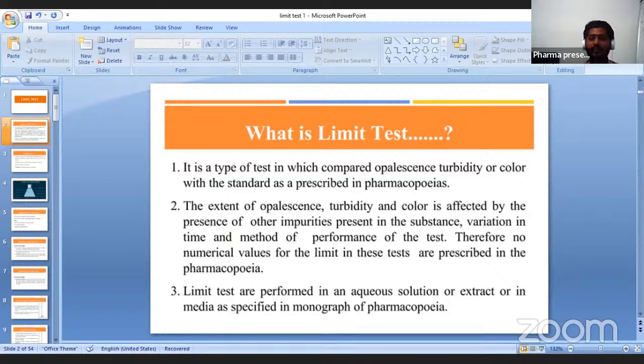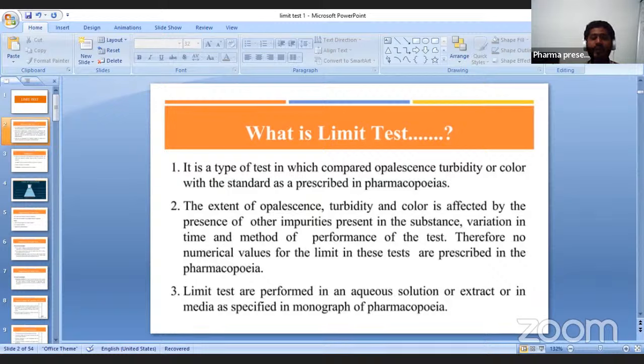Coming to next is the limit test for iron. In the limit test of iron, we will be taking a standard amount of test sample. Here, the iron standard will be taken according to pharmaceutical standards, and we will make up the volume to 40 ml with water. After that, we need to add 2 ml of 20% citric acid weight by volume, and 2 drops of thioglycolic acid. This is very important: first citric acid is added, then the thioglycolic acid.